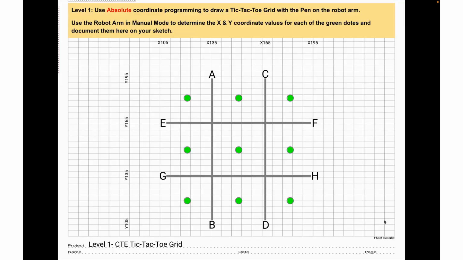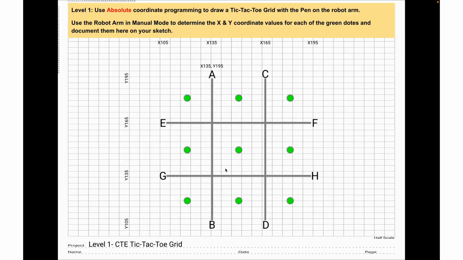We're going to begin with our sketch. In our sketch, we're going to draw lines going from A to B, C to D, E to F, and G to H. In order for us to draw these lines, we need to know the absolute coordinates, or the location, for each of these points. Starting with A, we know that the coordinate location for point A is x 135 and y 195. This is based off the coordinates that are established from the robot arm itself.